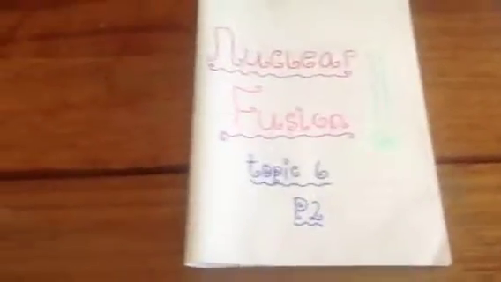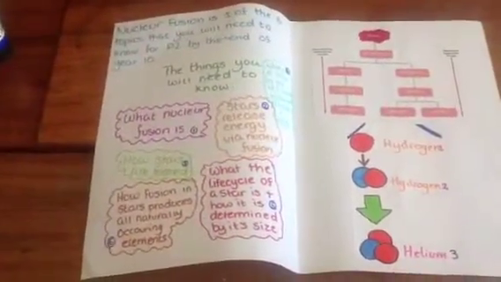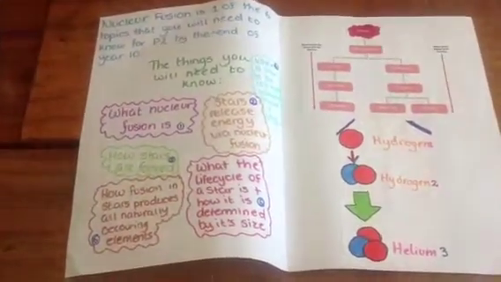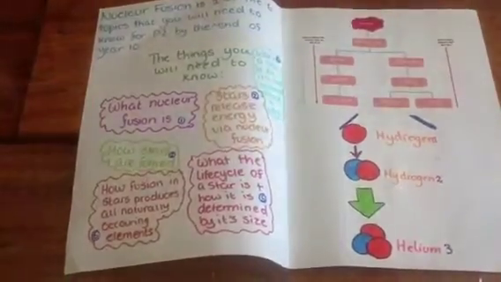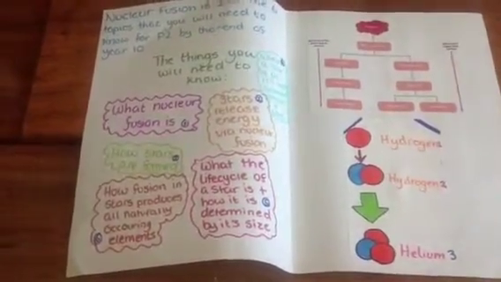Nuclear fusion! Nuclear fusion is one of the 6 topics that you will need to know for P2 by the end of year 10. The things you will need to know are: what nuclear fission is.